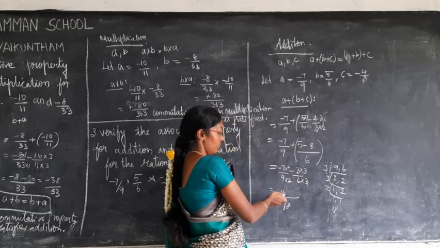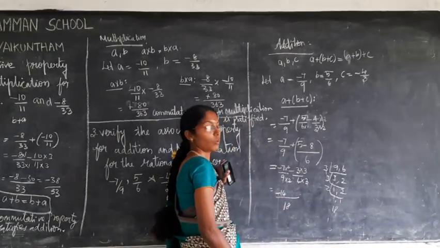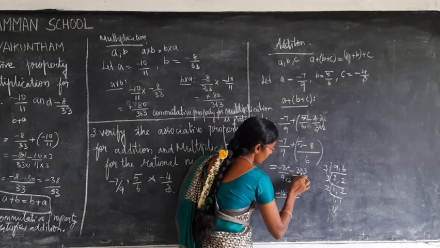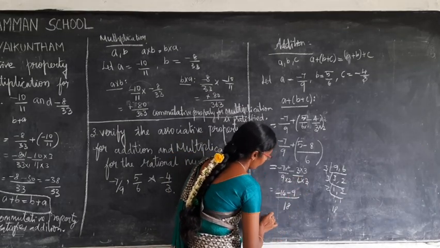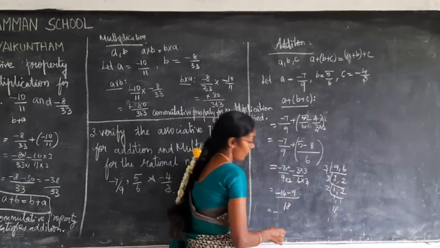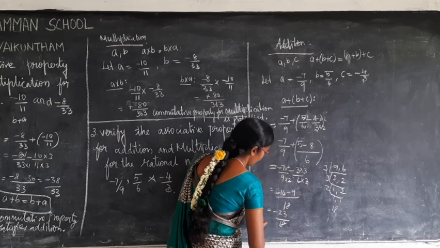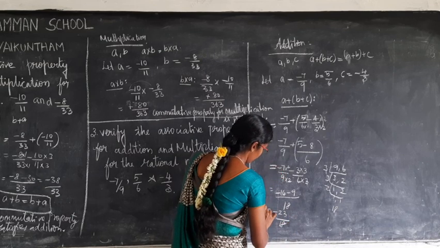What is it? Sign is most important. Okay. So minus 3 3s are 9. So what is the answer? 14 plus 9, 23. Minus 23 by 18. So it is the LHS.